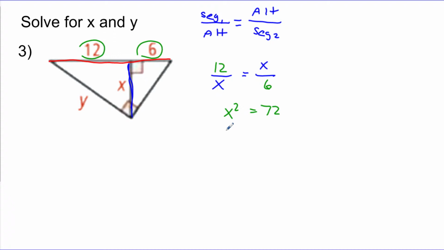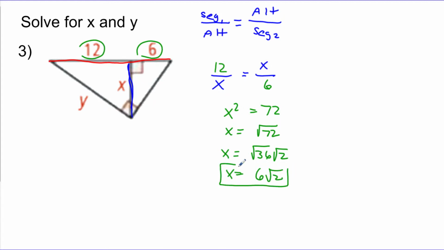So when I square root both sides and get the square root of 72, I'm not going to leave it like that, because I can recognize that a factor of 72 is 36, and I like that because the square root of 36 is something that I know how to do. So I'm going to say the square root of 36 is 6 times the square root of 2, and I'm going to say this is the length of x, and that's where I'm going to leave it.